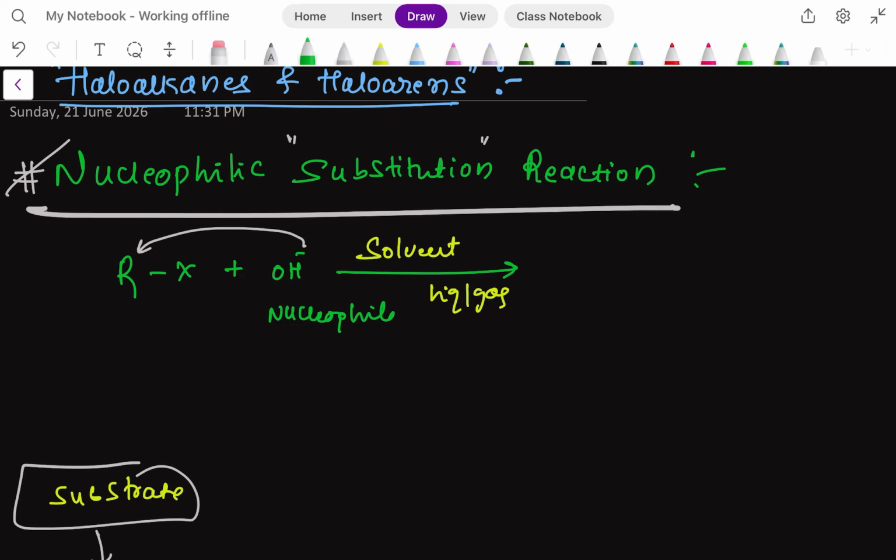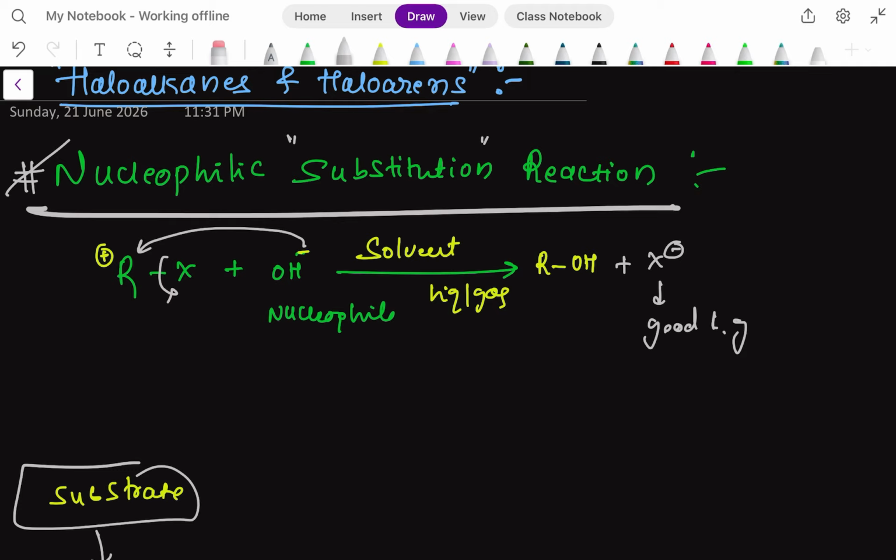Sir, where is the positive charge? See, halogen is a good leaving group. Once it leaves, it becomes X minus, so this is a good leaving group. Especially iodine is a good leaving group. I will explain later, just understand. Once the leaving group leaves, R will get a positive charge. Therefore, the nucleophile can easily come and attack the positive charge of the alkyl group. Then the product is what? ROH plus X minus.